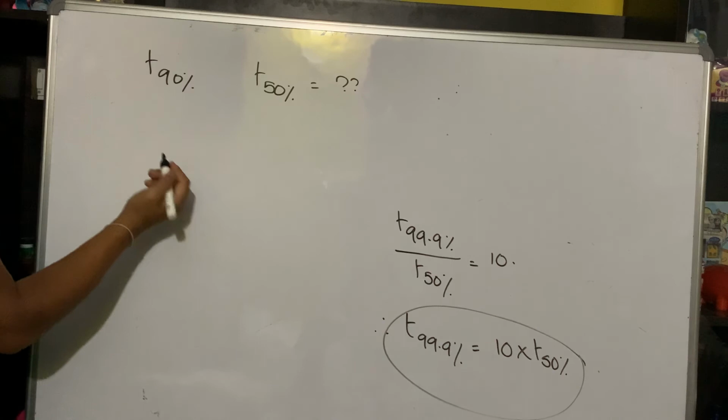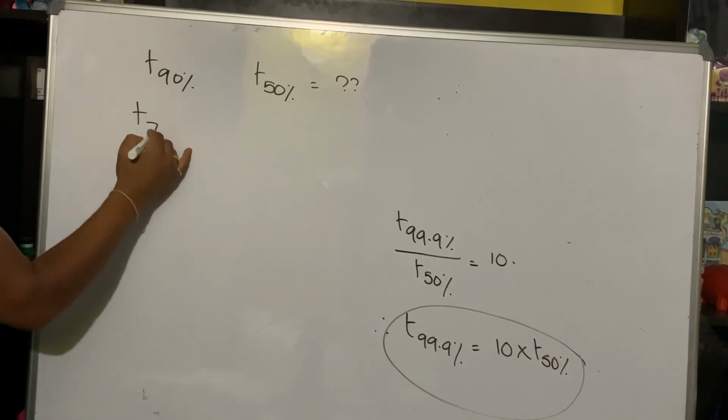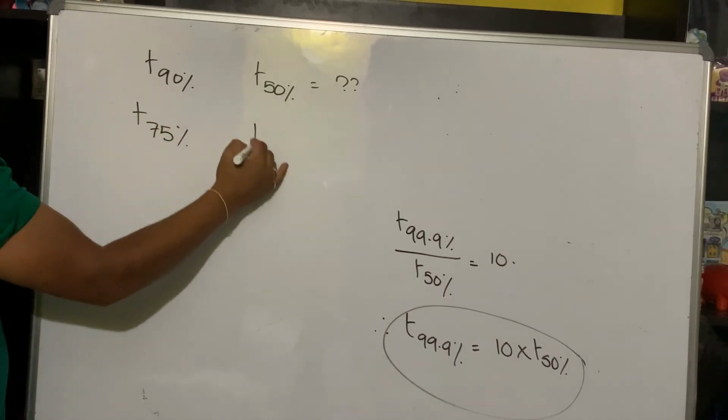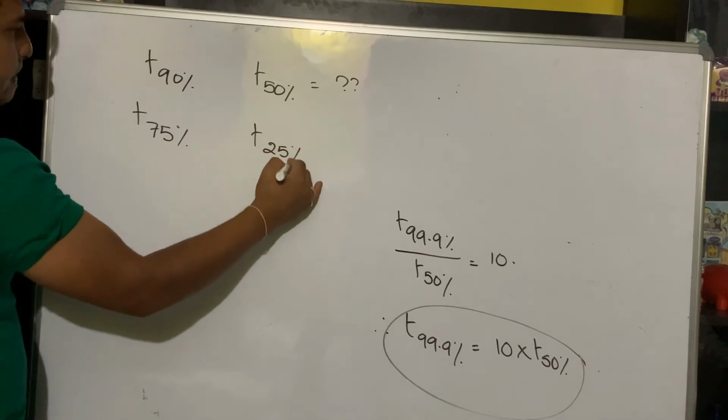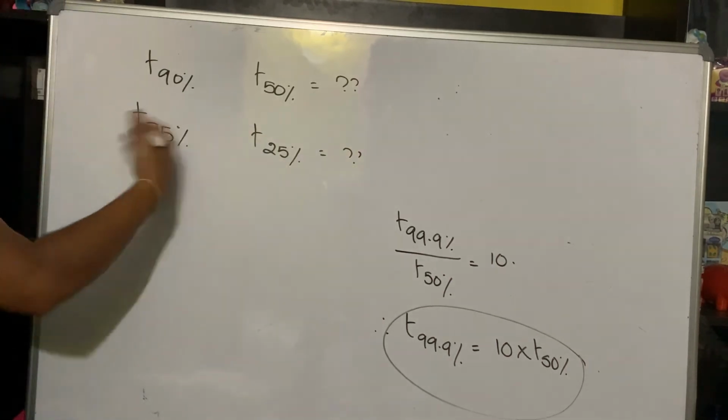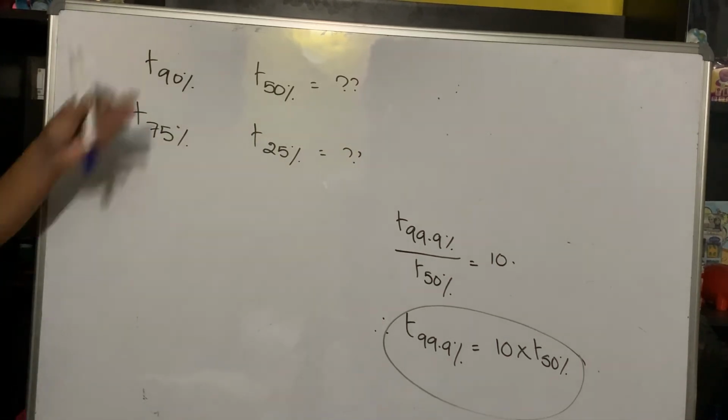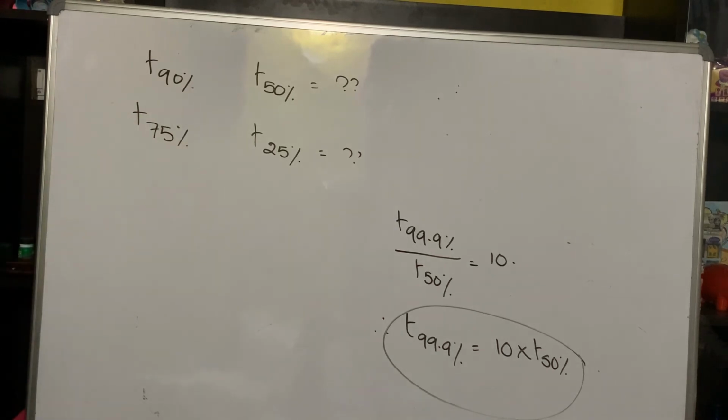You can also find out the relationship between T 75% and T 25%. What is the relation between these two? You can do this on your own. Now, it becomes really easy. These are some of the numericals which are repeated at board level. Direct questions related to a half-life period might come too.